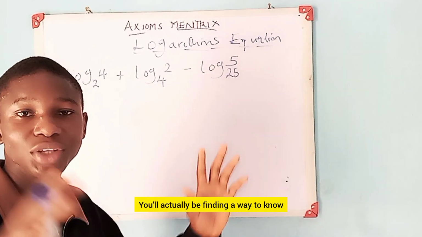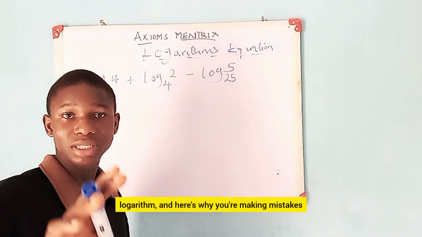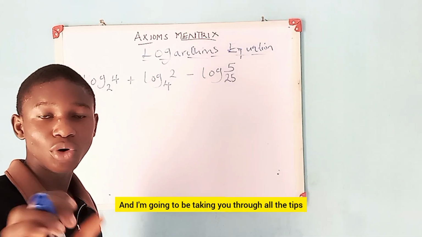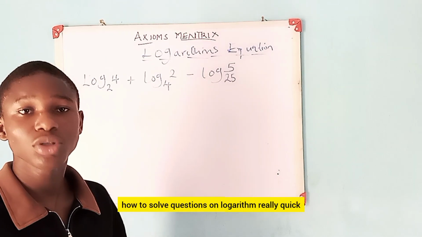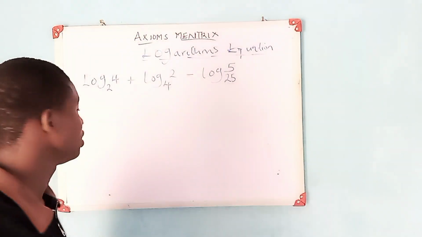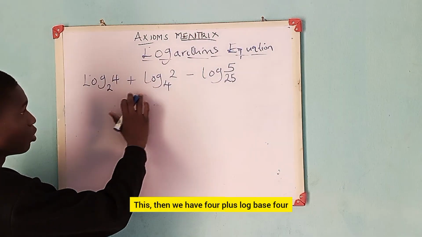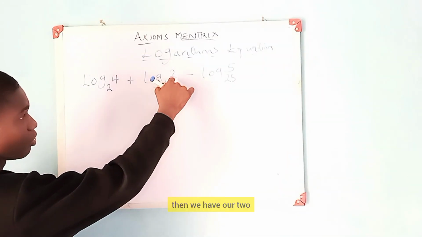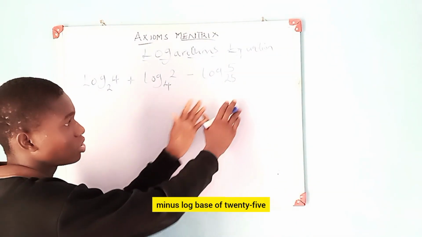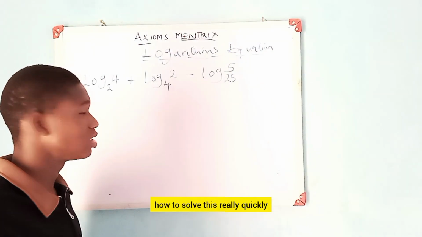Actually, be finding a way to know how to solve questions on logarithm, and here's why you have been making mistakes. I'm going to be taking you through all the tips that you need to know on how to solve questions on logarithm really quick. Now let's go. If you look at the question we have on the board, it says log base 2 of this, then we have 4 plus log base 4 of 2 minus log base 25 of 5. So I'm going to be showing you how to solve this really quick.